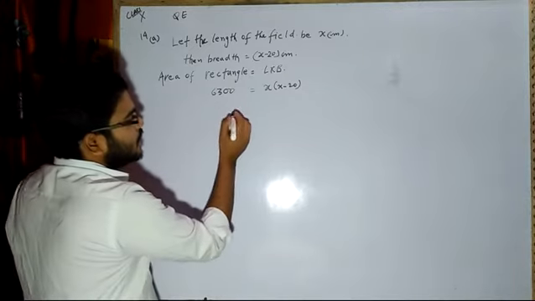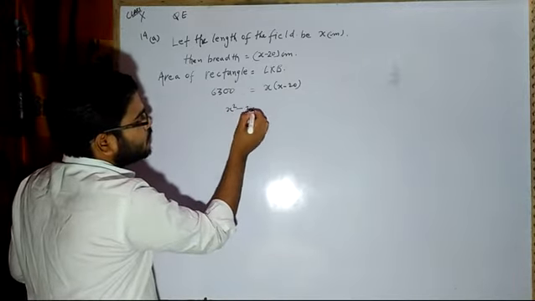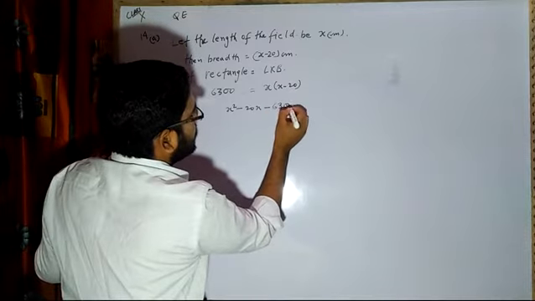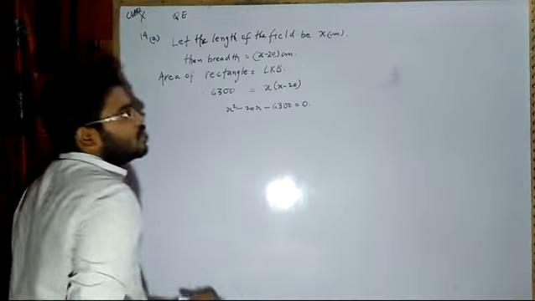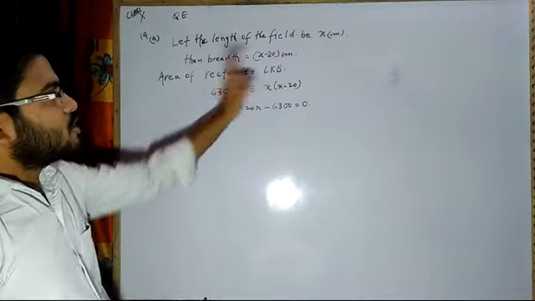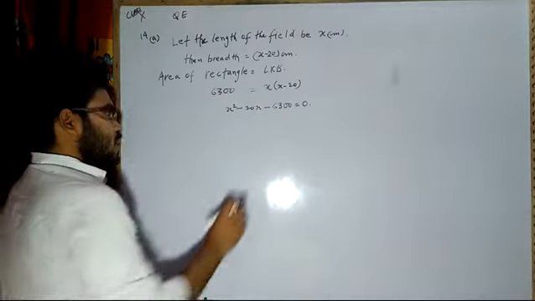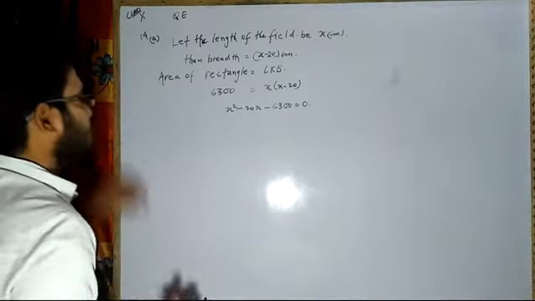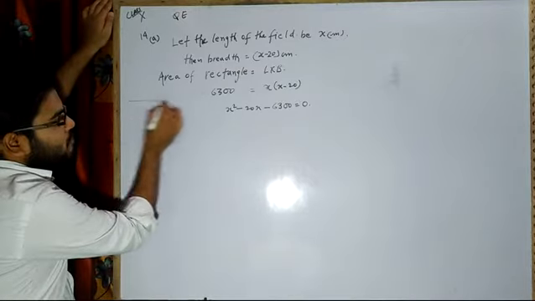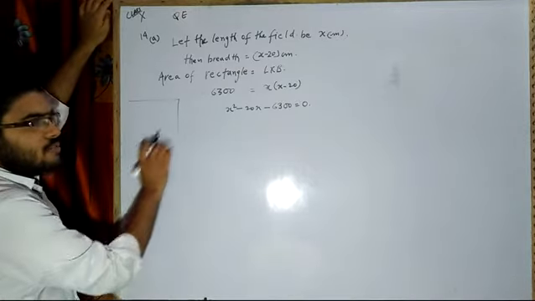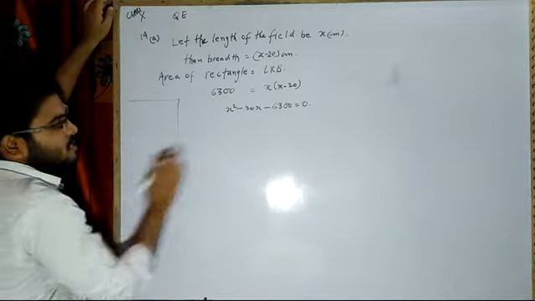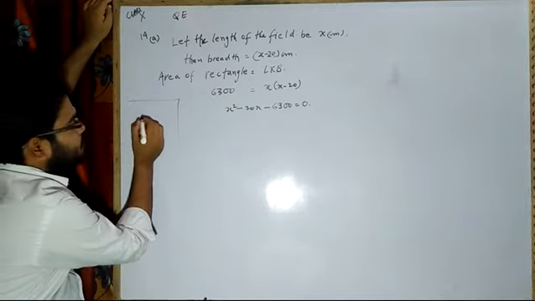Now I can bring this side and write x square minus 20x minus 6300 is equal to 0, correct? Now I have to break this 6300 in such a way that the middle term should be equal to 20. Again I am saying, we are not supposed to do this rough work on this side. We should always do it in our copy on the right hand side.